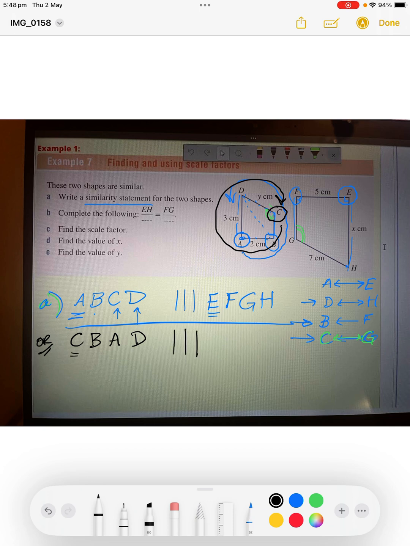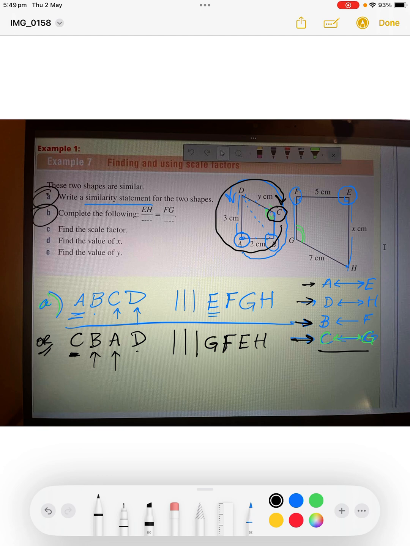But it does matter that if C is first over here, G must be first over here. So B is second, and B corresponds to point F. So F must be second. A is third. A corresponds to E. So E must come third in the second shape, and D is last, and D corresponds to H. So H must be last. So there's many different answers for part A.